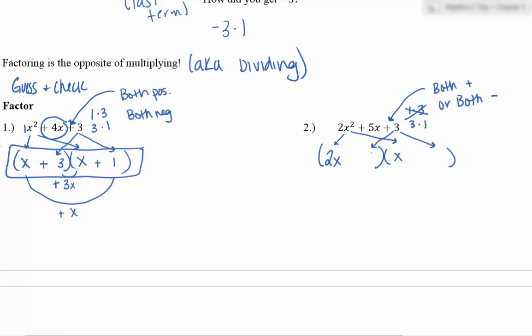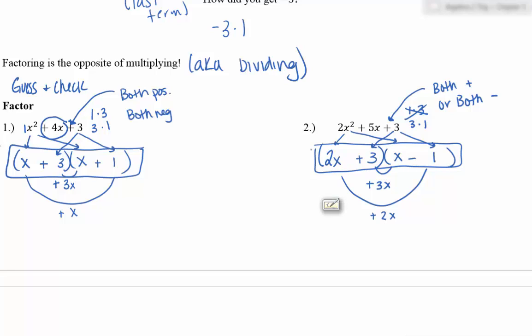So my only other option is 3 and 1. So let's try 3x and 2x. And can you combine those to get that positive 5? You absolutely can if they are both positive. So the answer here is 2x plus 3 times x minus 1.